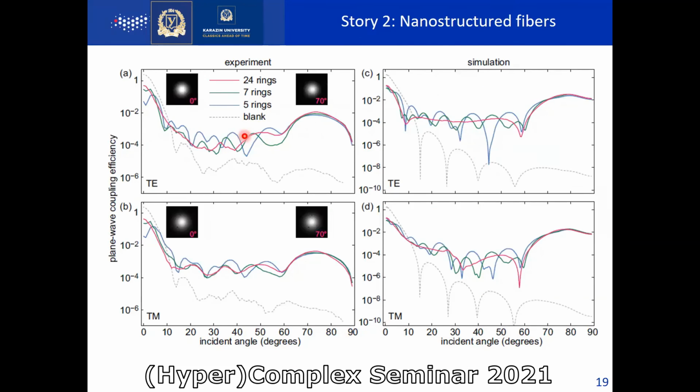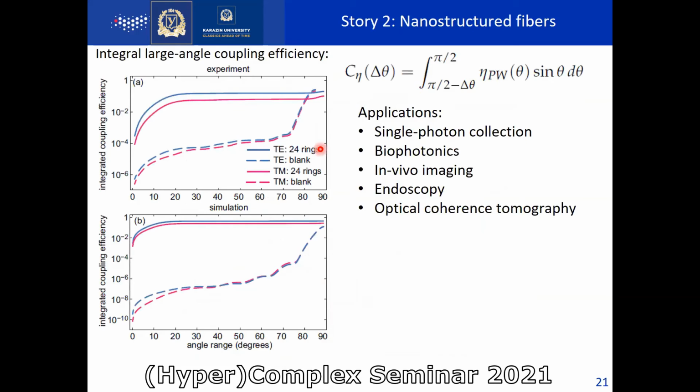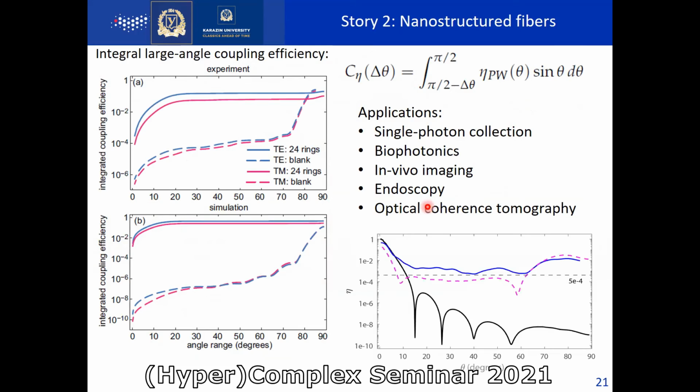Okay, I will maybe skip this. These modulations could also be easily explained. And we also calculate the so-called integral large angle coupling efficiency, which is defined as follows. So we just calculate the coupling efficiency in the finite range of incident angles, starting from the grazing incidence. And it just states that for the case of structured fiber, we just have to use the range of 10, 15 degrees in order to achieve the maximum coupling efficiency. This is important for practical applications.